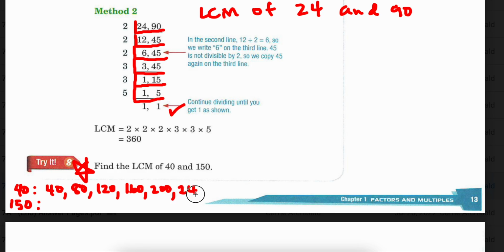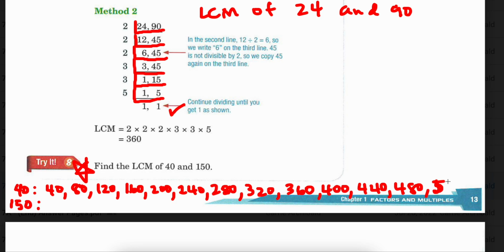200, 240, 280, 320, 360, 400, 440, 480, 520, 560 and 600, and that's all I can fit there.